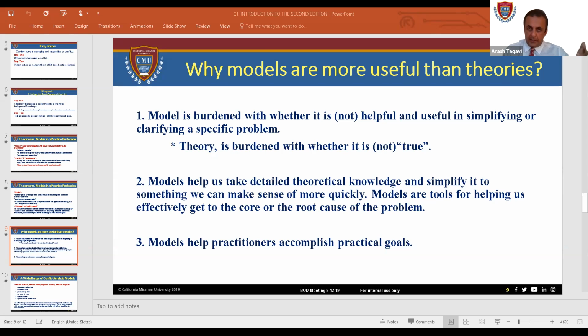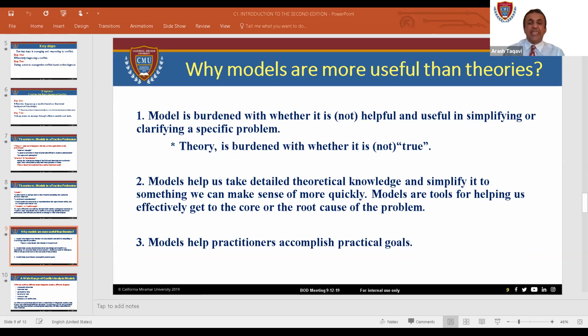But we know that it can be useful or not. This is the major cutoff point, the major distinguishing criterion between theories and models. Theories are concerned with whether something is or is not true. Theory is about the facts. It is about the truth. It is not about useful or unuseful.